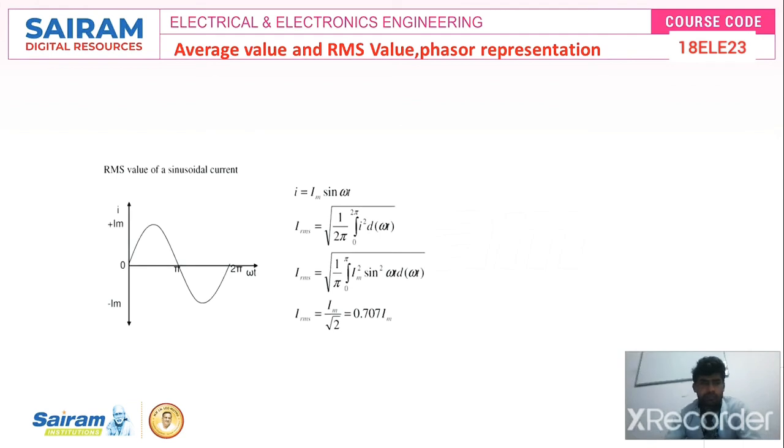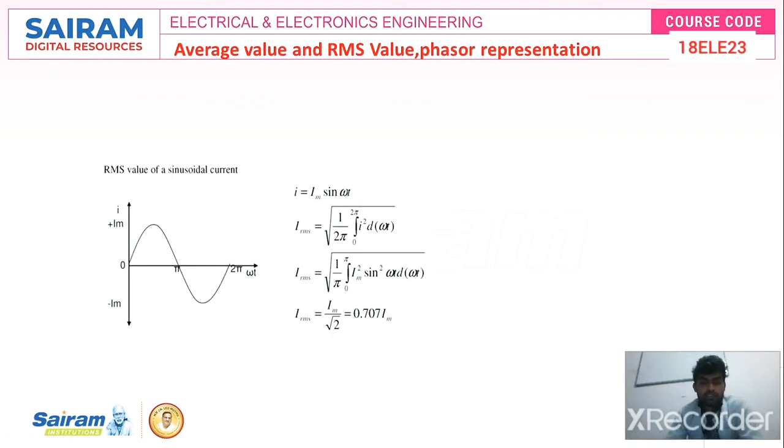Okay, and RMS value of sinusoidal current I have taken. You can do by using voltage also. Im is the positive peak, minus Im is the negative peak, and this is the waveform you can see here. I have taken a complete full cycle. So omega t is the angular frequency with respect to time, and 0, pi, 2 pi. 0 to pi is half cycle, and pi to 2 pi is the other half, so 0 to 2 pi is the full cycle.